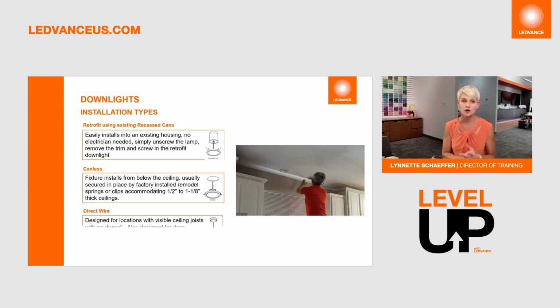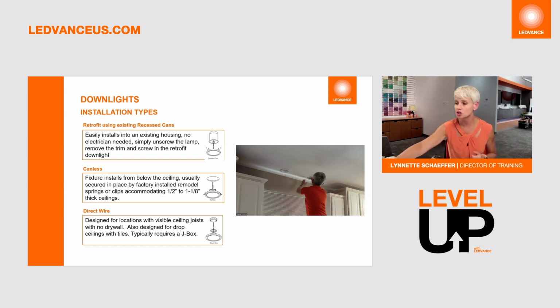The last one is the direct wire, and direct wire is typically used for new construction. Usually it's when visible joists are there that you can see. That's why we say it's new construction. And what happens is you put something like this in between those joists. This is a J box. You have power coming into the J box, and then you take something like this wafer and you make your electrical connections inside this box, and then you attach this directly to the J box.